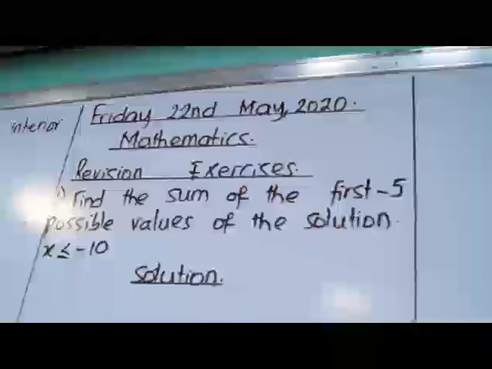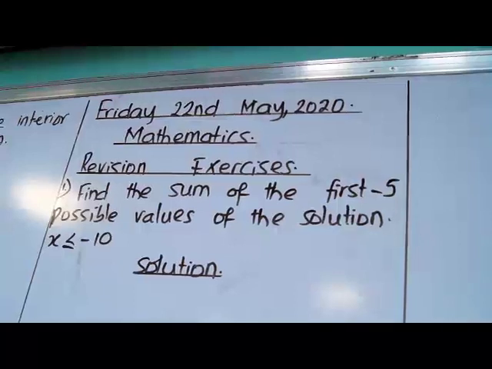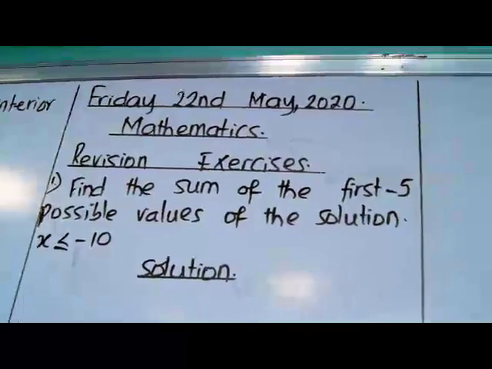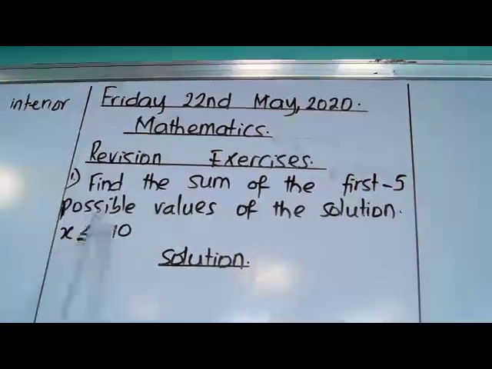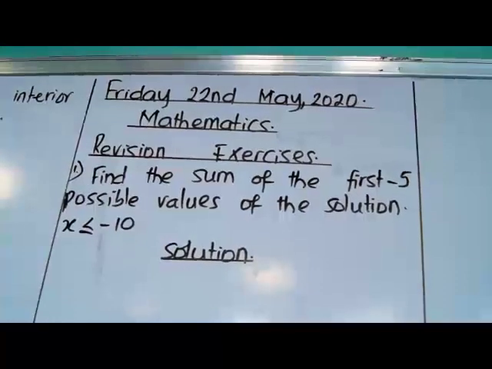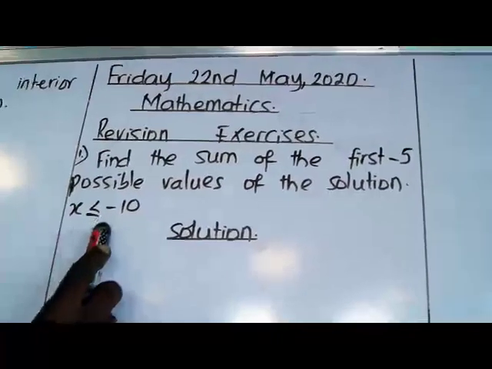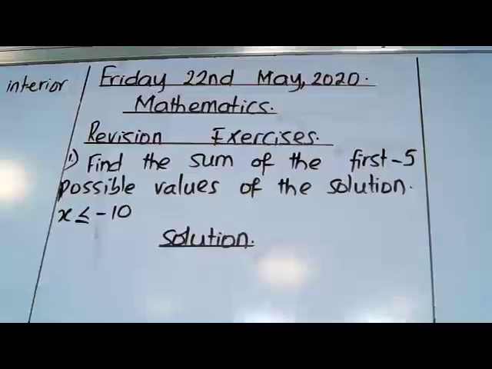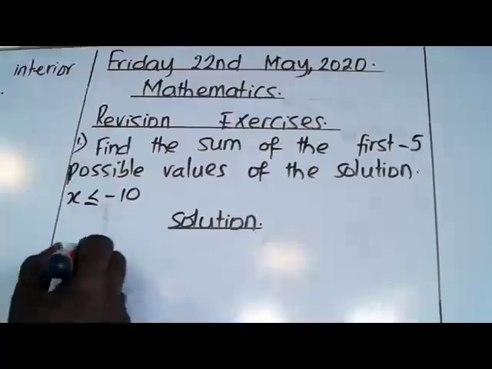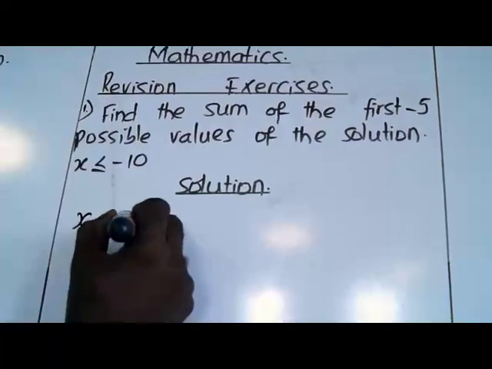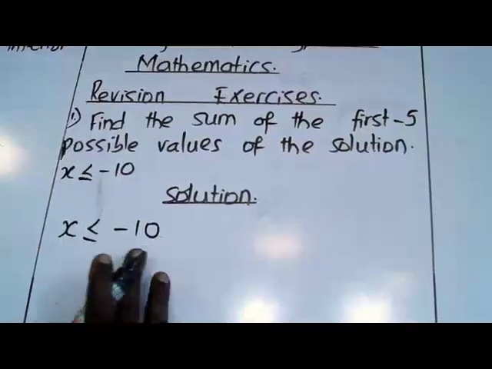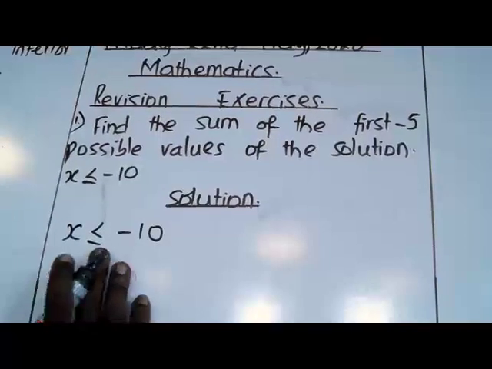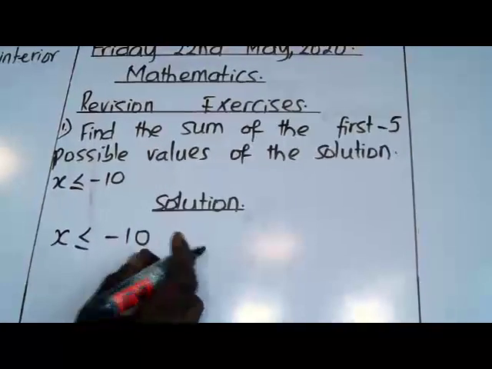First question is referring to inequality. If you remember, as I take your mind back to inequality, we are asked to find the sum of the first 5 possible values of this solution. Now, an inequality question has been solved and this answer has been gotten. We have to find the possible values. If we say a value is less than or equal to minus 10, what does that mean? The values must be less than minus 10 and they have to be equal to. So if they are less than or equal to, that means I'm starting from minus 10.